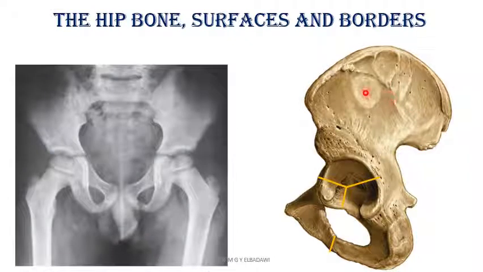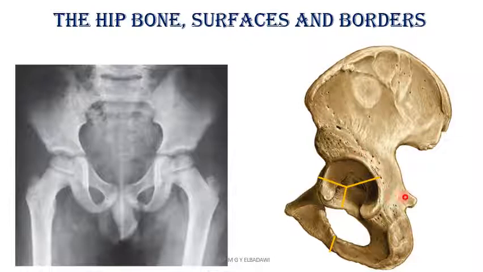We can see here the anterior, the middle, and the posterior gluteal lines, or the anterior, the posterior, and the inferior. It can be either way. And this is the area of origin of the gluteal muscles: the minimus, the medius, and the maximus.